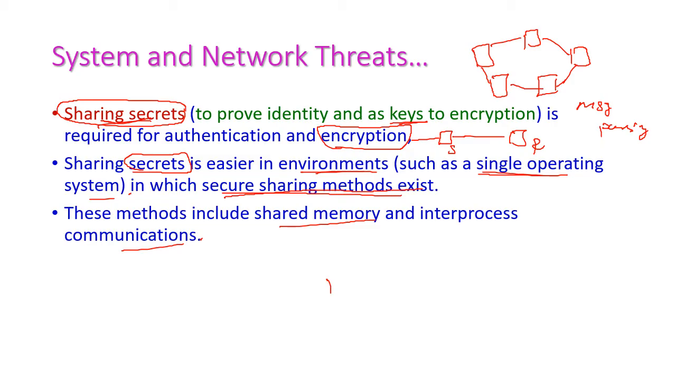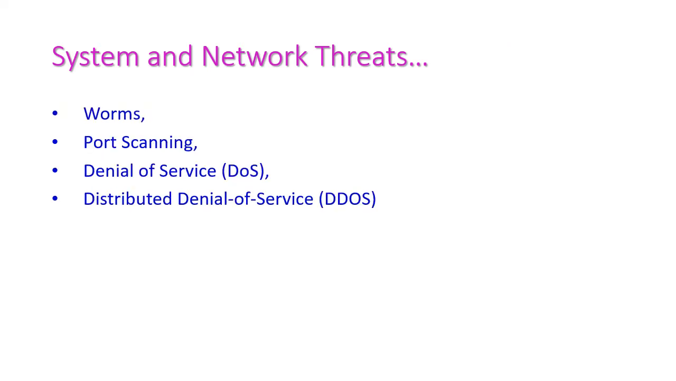When the systems are connected through different networks, this environment is very difficult. We have to protect our messages secretly, and in this environment we will face a lot of challenges. The most important challenges we face here, in network and system threats, are worms, port scanning, denial of service and distributed denial of service. Let us see all those things one by one.